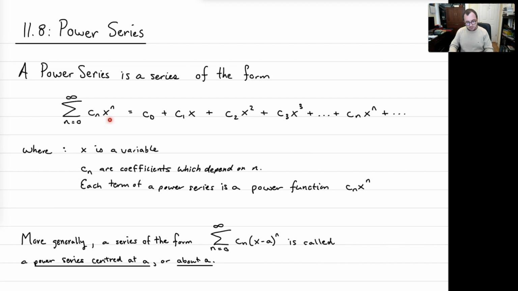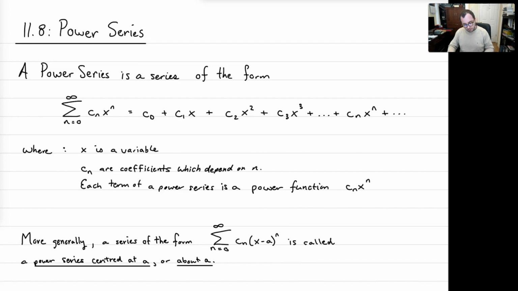x is a variable, and each term is a power of that variable. x to the 0, x to the 1, x squared, x cubed, etc., multiplied by some coefficient, c0, c1, c2, c3, and these coefficients depend on n. It depends on the position in the series, which term it is. So a power series is just an infinite polynomial, powers of some variable x, and each power of x has a coefficient, which is usually going to be given by a formula defined by n.